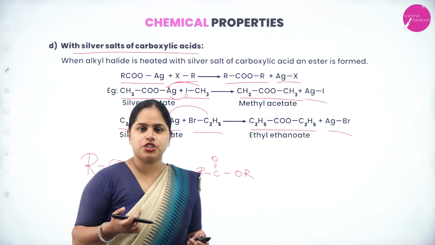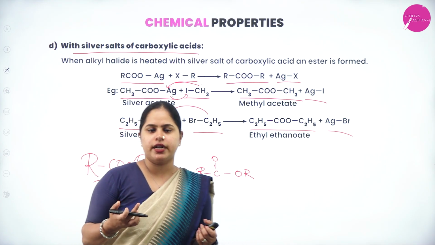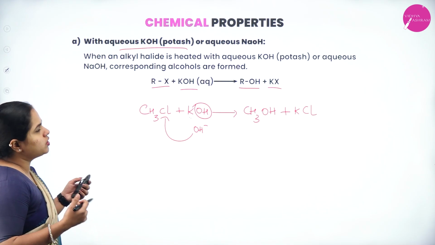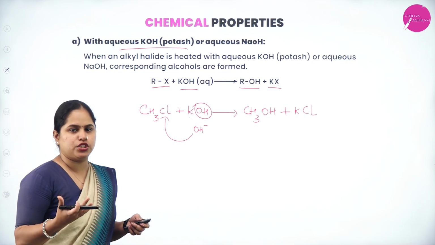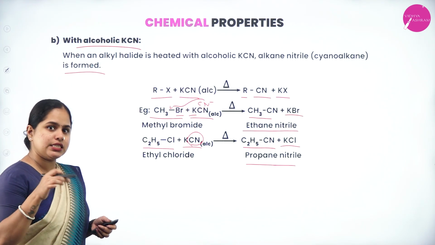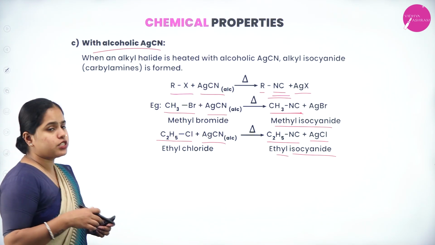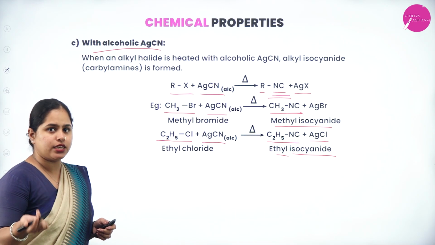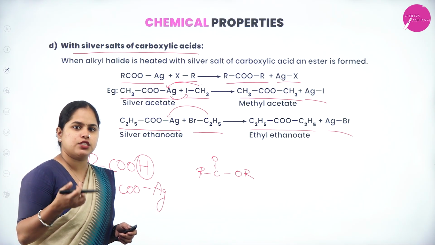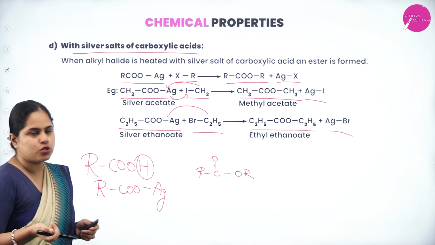So I hope these reactions are clear to you, wherein we were studying the different nucleophilic substitution reactions. The first one was with KOH, where OH minus is the nucleophile. OH minus will be substituted in place of the halogen. Next is KCN, where CN minus will be substituted. In the case of AgCN, NC, you will get an isocyanide. And with the silver salts of carboxylic acids, you will get an ester. Okay, so I hope it is clear.